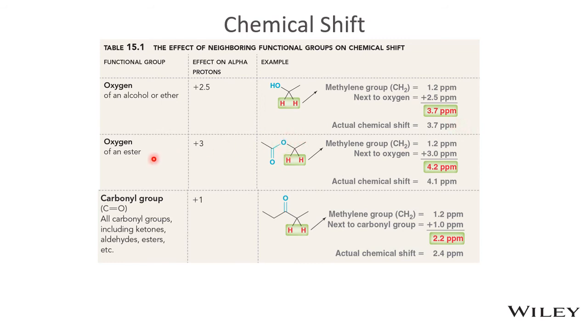Now, when the oxygen is connected to a carbonyl, such as in an ester functional group, here we have double the electron withdrawing effect. We have our electronegative oxygen, and we also have an electron withdrawing carbonyl group. So we would see a larger effect on the chemical shift with positive 3. So again, normally CH2s or methylene groups come out at around 1.2, but because these are right next to an ester, we are going to have positive 3 added to that chemical shift. So we would expect to see a peak at around 4.2, representing these hydrogens here.